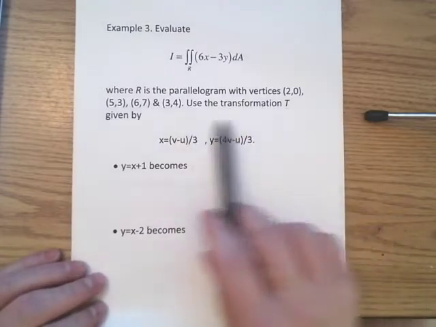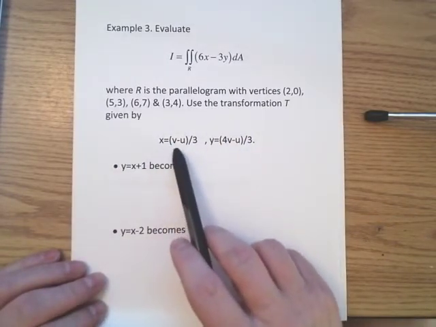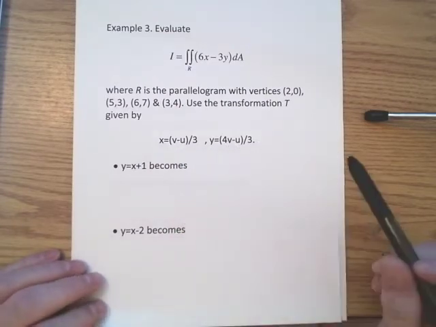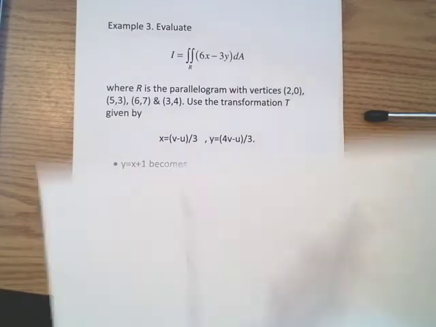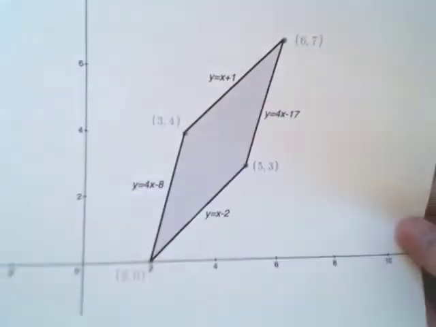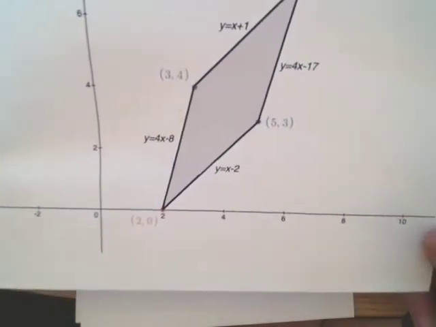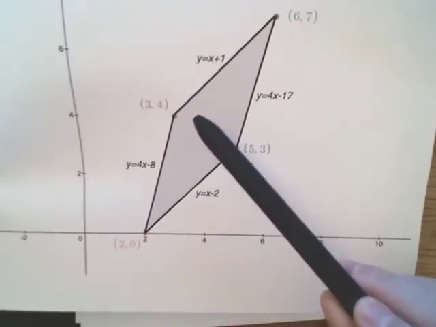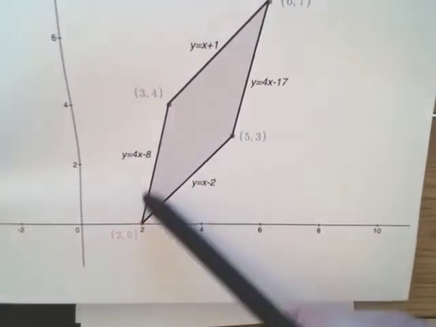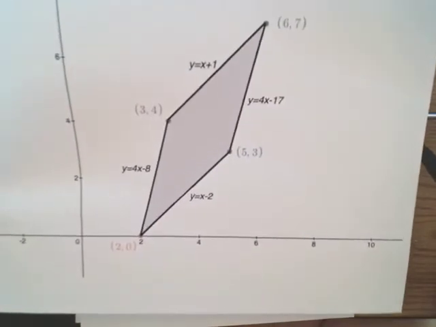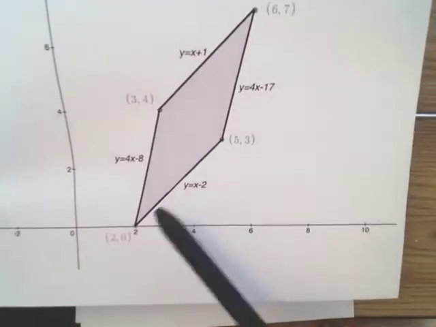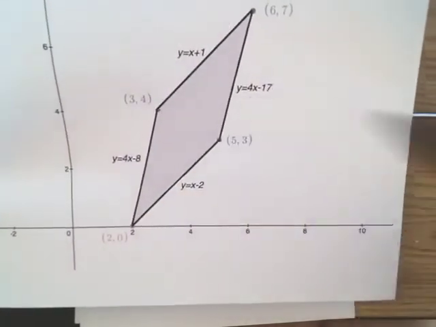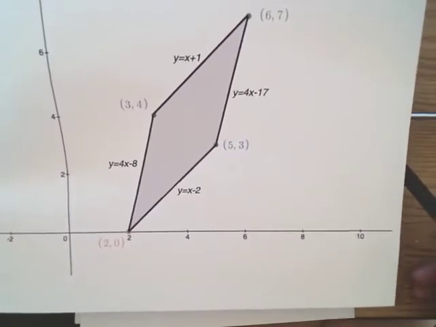They suggest we use the following transformation: x equals 1/3 (v minus u), y equals 1/3 (4v minus u). Now what I've done here is graph the parallelogram, and it does indeed look like a parallelogram. I found the equation relating x and y for each of the four sides. This is some aside work, basic algebra that you can do on your own as you go through the problem, but I've already done it for you here.